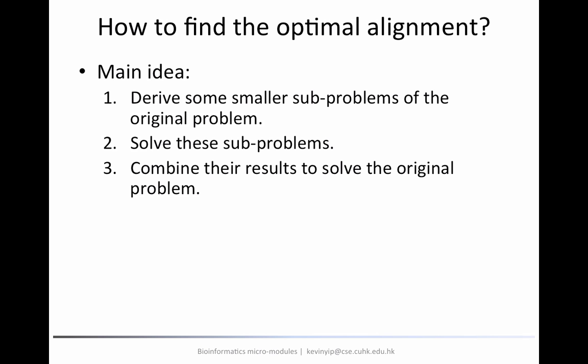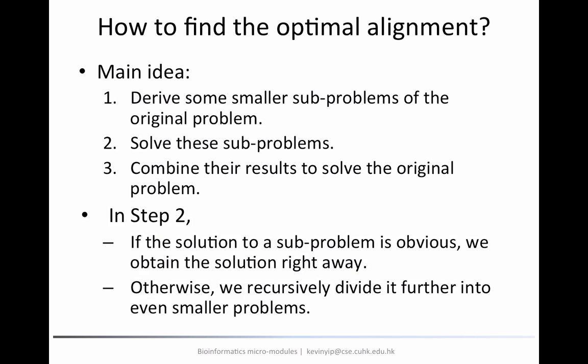The basic idea behind dynamic programming is to derive some smaller subproblems of the original problem. We solve these subproblems, and then we combine their results to solve the original problem. Notice that in step 2, if the solution to a subproblem is obvious, of course we can obtain it right away. On the other hand, if it is not obvious, we can still recursively divide it into smaller problems, and then we repeat the whole process.